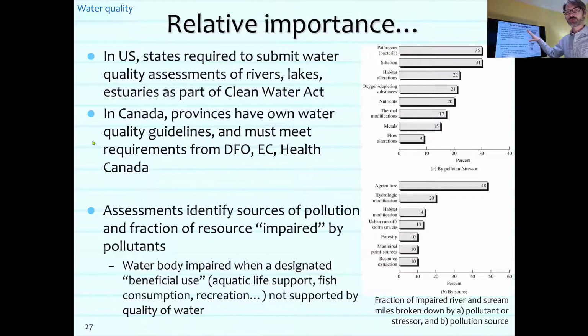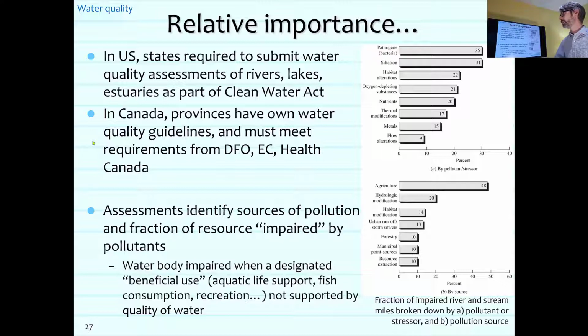The relative importance of these different pollutants depends on the water body in question. And so in the United States, states are required to submit water quality assessments of their rivers, lakes, and estuaries as part of their Clean Water Act. In Canada, the provinces have their own water quality guidelines and must also meet requirements from the Department of Fisheries and Oceans, Environment Canada or Environment and Climate Change Canada, Health Canada, and so on.